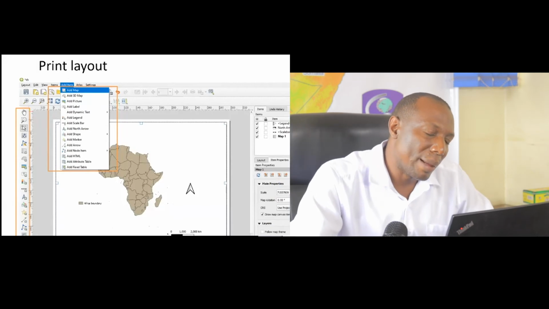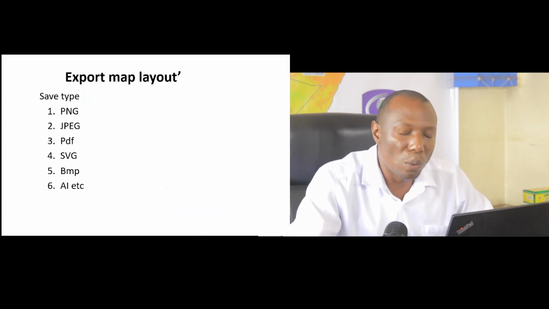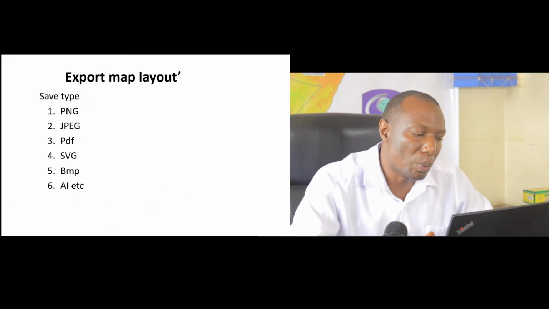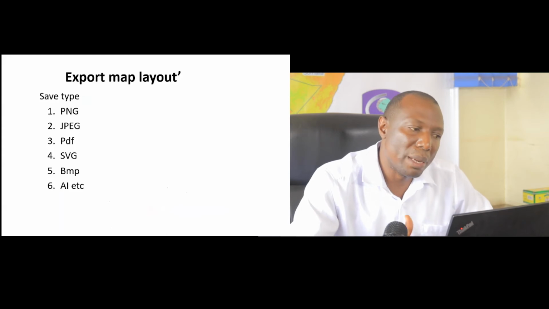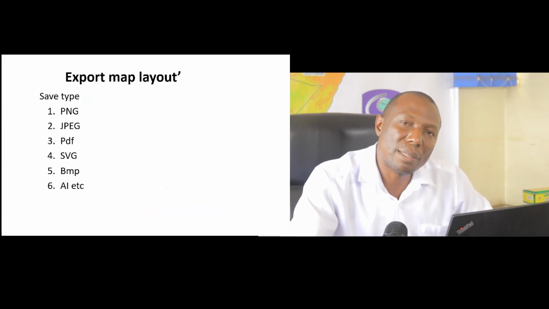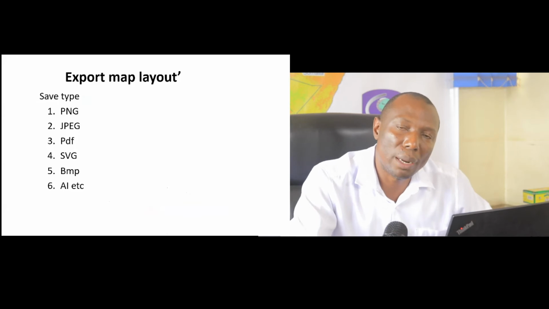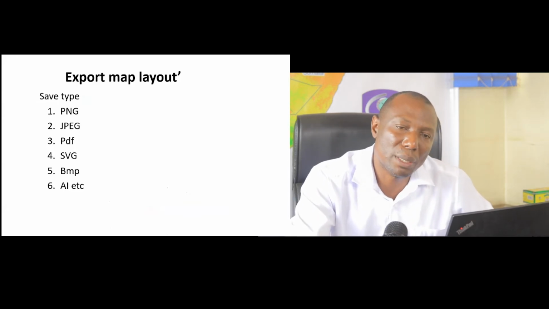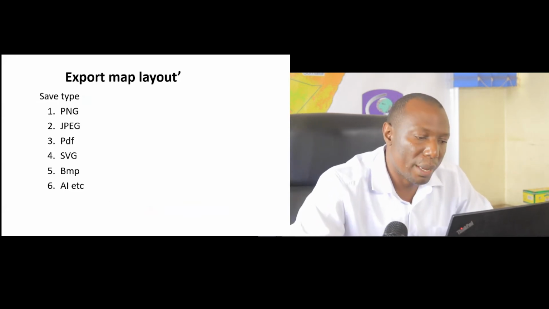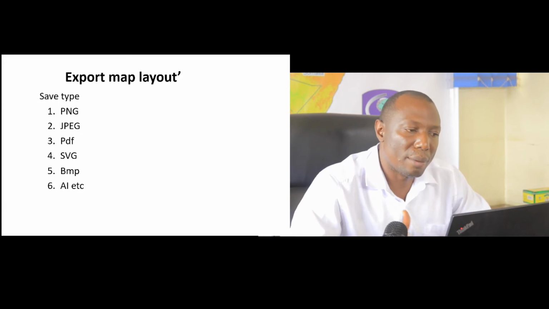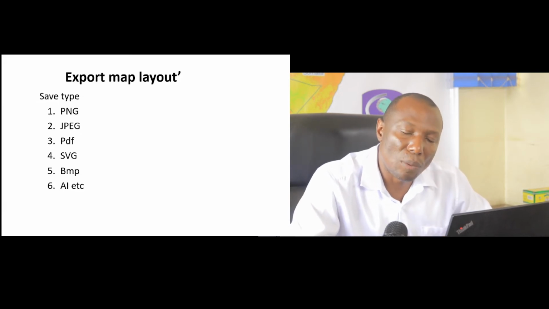As I said earlier, QGIS will give you formats to export your map. It can be a PNG, JPEG, PDF, CSV, BMP, but because a CSV is equivalent to an Adobe Illustrator file format, which is AI. So these are formats that the software can use to export your map.